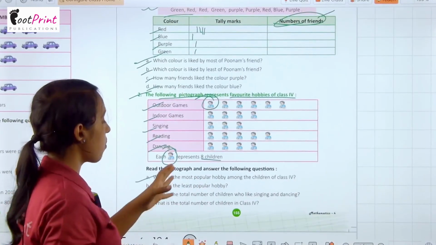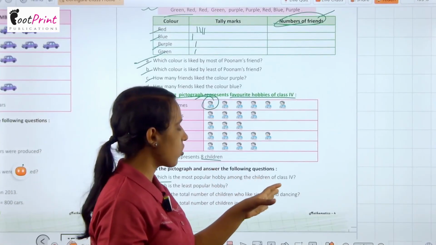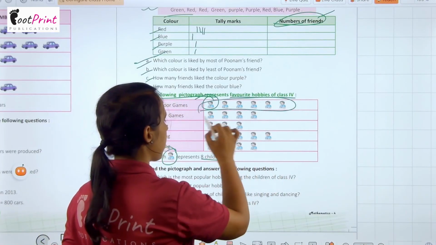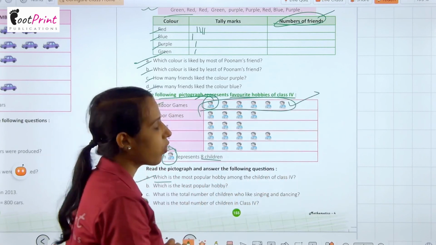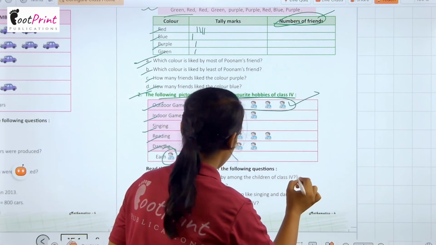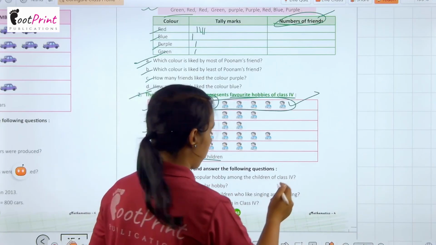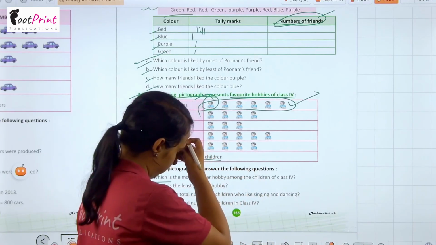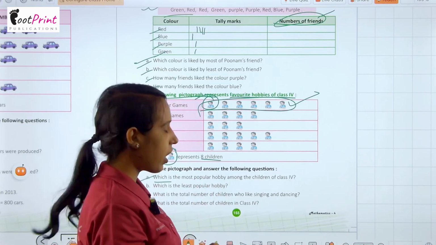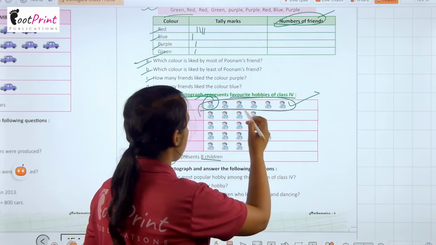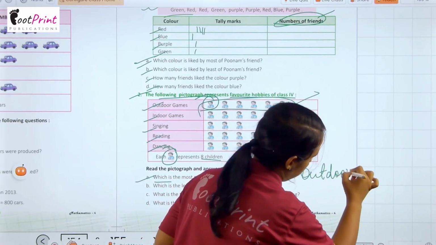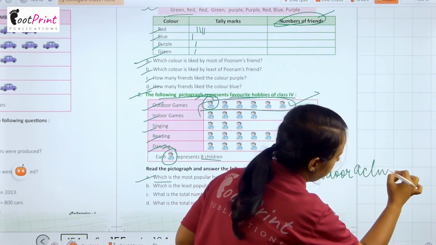First one is, which is the most popular hobby among the children of class 4th? By seeing the pictograph only we can see here in outdoor games most of the students like. It means favorite hobby, that is popular. So here we can see the most popular hobby among all the students is outdoor activities. Okay.